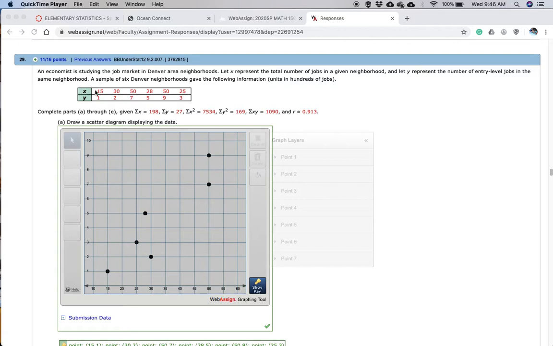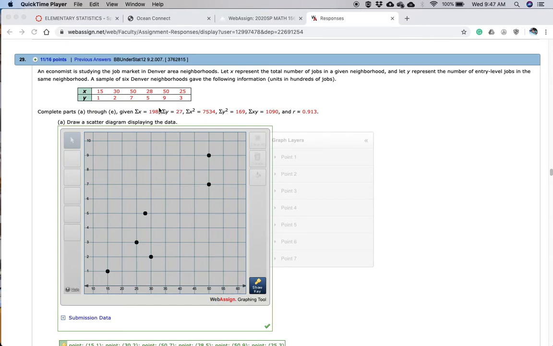Okay, so we have our X values, which are 15, 30, 50, 28, 50, and 25. These are the total number of jobs in the Denver neighborhood, or any given neighborhood in Denver. And Y represents the number of entry-level jobs in that same neighborhood. So we have 1, 2, 7, 5, 9, and 3. So we've got to do a lot of stuff with these little pieces of data.